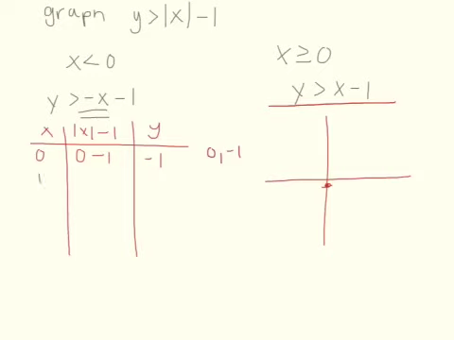If we put 1 in for x, we also use this side because 1 is greater than 0. So we have 1 minus 1 equals 0. So our point is 1, 0. So now we can plot that. If we put negative 1 in for x, we use this equation. So the opposite of negative 1 is 1, minus 1 is 0. Now we can plot that point, negative 1, 0.